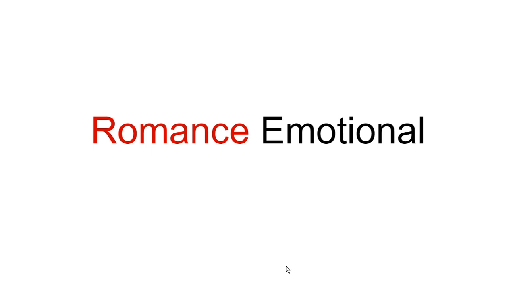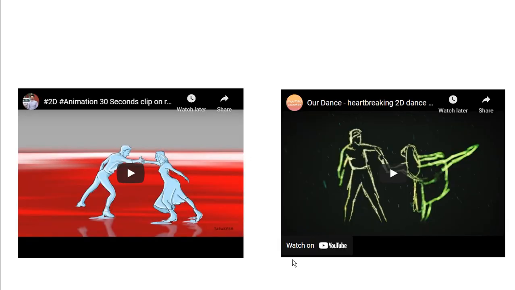Alright, so now let's look at the different stories. Let's look at a couple of romantic emotional stories. It's the same theme, but it's portrayed in two different visual languages. The first one is a happy story. It's a dancing couple that ends up happily together.